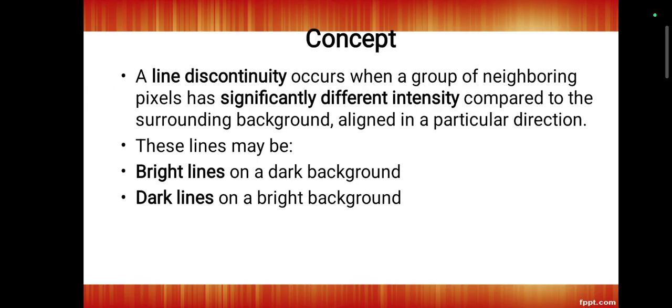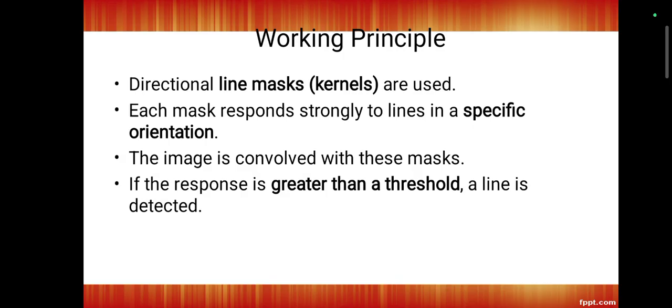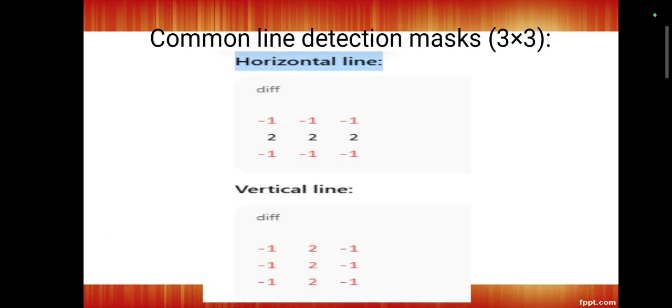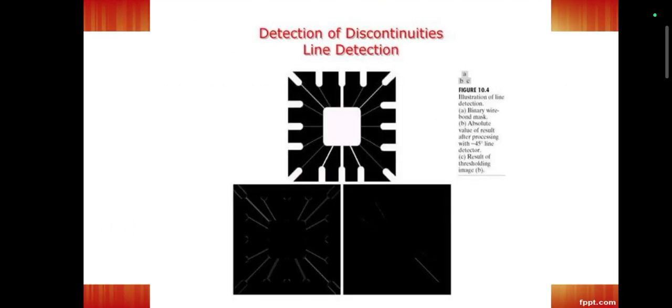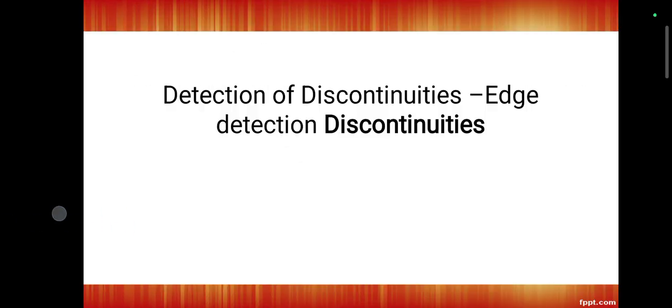The basic concept is that lines may be bright lines or dark lines. Bright lines are on a dark background, and dark lines are on a white background. The main working principle is using masks or kernels. Here horizontal and vertical lines are there, and the applications are road lane detection, crack detection, blood vessel detection in medical images, and document image analysis. That was detection of discontinuities, line detection.